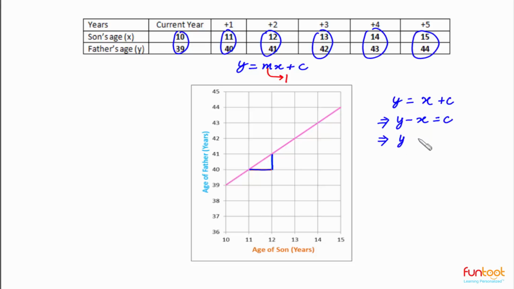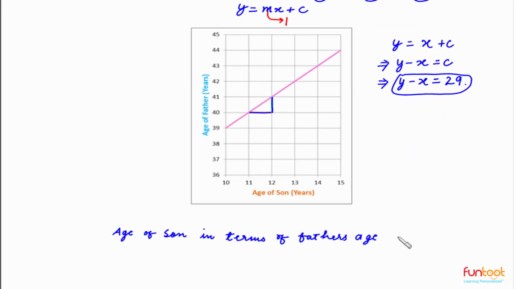So this implies our equation is y minus x is equal to 29. This linear equation in two variables here is true for all values of n or m in future or past. In the first part, after forming the linear equation, we have to find age of son in terms of father's age. So on rearranging the terms here, we will have x is equal to y minus 29.